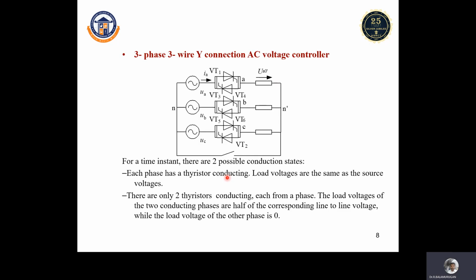This is the three phase 3-wire Y connection, that is, the star connection AC voltage controller. You can see the devices: if it is three phase, we should connect 6 SCRs, connected in anti-parallel directions. For one phase we connect two switches, for another phase two switches, and for the other phase two switches. Each phase has thyristors conducting for the respective positive and negative halves, and there are two thyristors conducting for each phase, and the load voltages of the two conducting phases are one half of the corresponding line to line voltage.